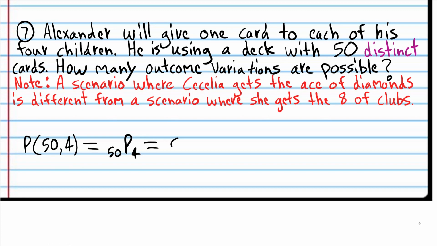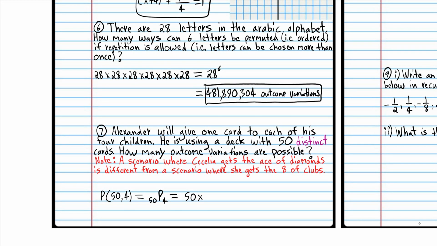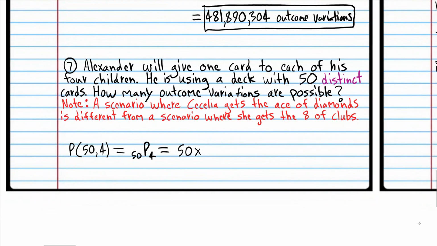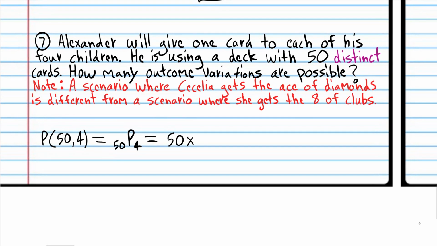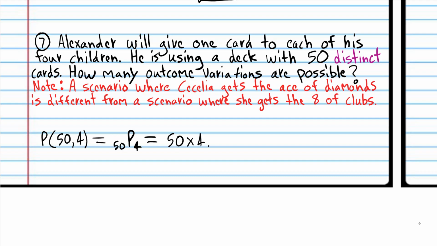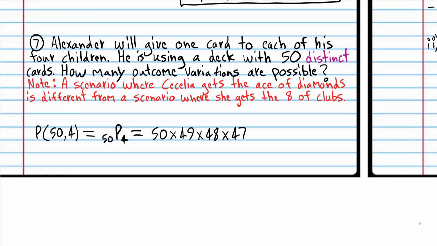Okay, so you have 50 options for the first choice, but you're not allowed repetition. In the previous problem, we had repetition. You could use the same letter again and again, but now you can't use the same card over and over again, because once you give a card to the first child, that child has that card. You can't give it to any other child. So now for the second choice, you have 49 options. And then 48, 47, and there you go.